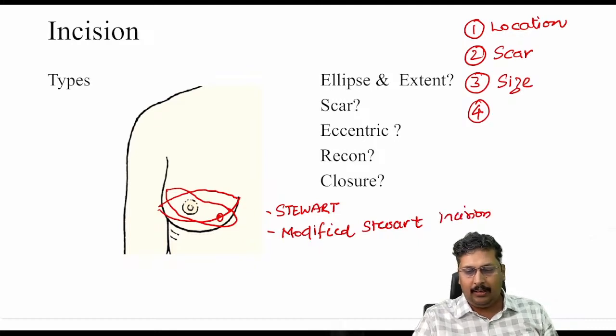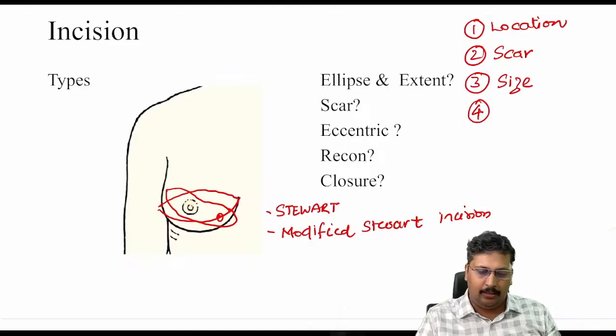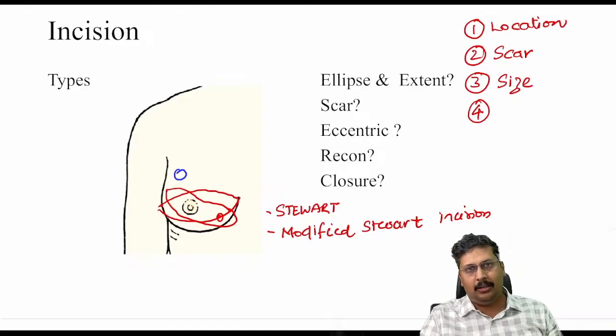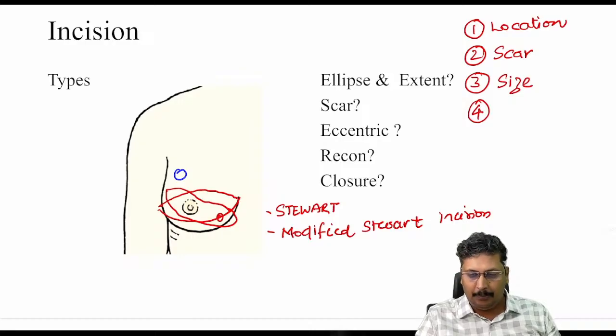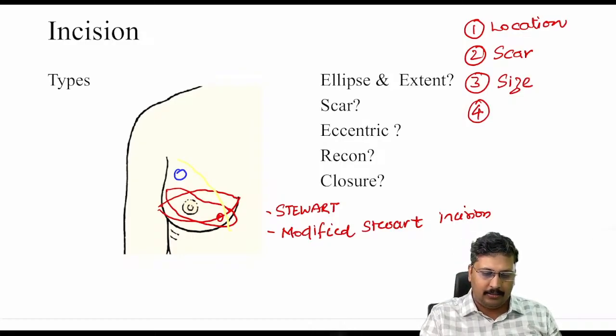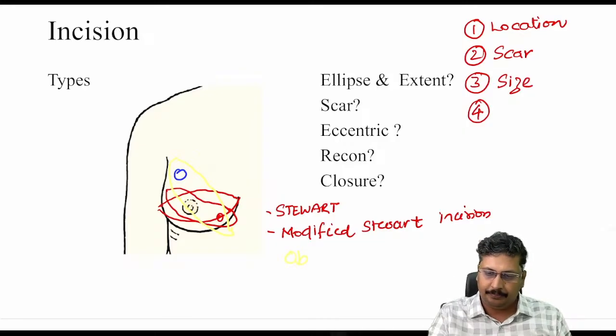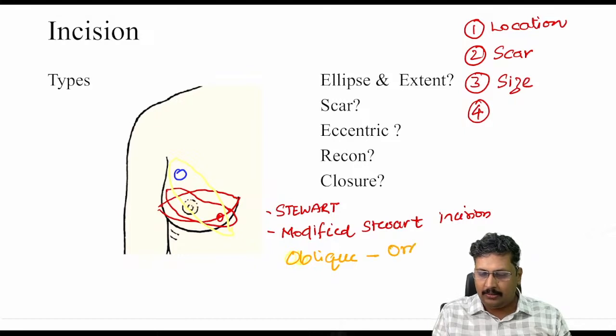But when a lesion is present in the upper outer quadrant and when you want to include the lesion in your ellipse, then the incision that we use is called Orr's incision. So this completely oblique incision is called Orr's incision.